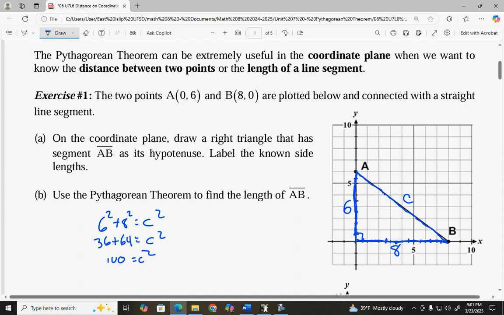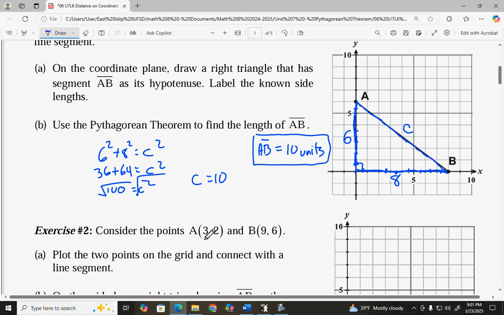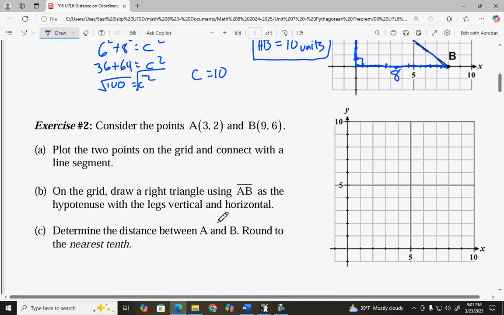So C squared equals 100. When I square root both sides, I get that C is 10. So the length of side AB is actually 10 units. I'm actually going to take away that box and put it over here. All right, side AB is 10 units long. And that's how we use the Pythagorean theorem on a coordinate plane. You just have to draw a right triangle out of the diagonal side.